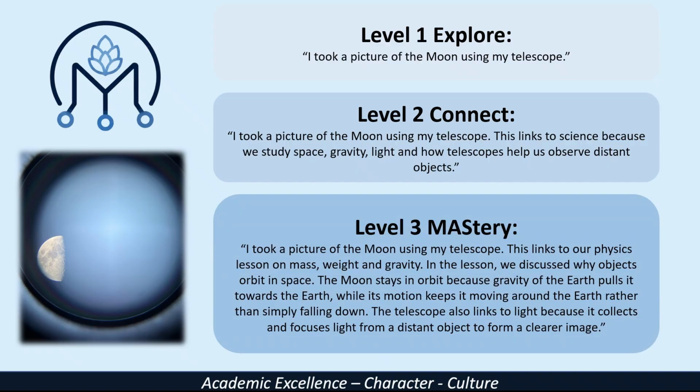Level 3, mastery. I took a picture of the moon using my telescope. This links to our physics lesson on mass, weight, and gravity. In the lesson, we discussed why objects orbit in space. The moon stays in orbit because the gravity of the Earth pulls it towards the Earth, whilst its own motion keeps it moving around the Earth rather than simply falling down. The telescope also links to light because it collects and focuses light from distant objects to make them clearer. This is the strongest level. It links the evidence to a subject, a specific lesson, it uses key vocabulary, and is a real subject-specific explanation.